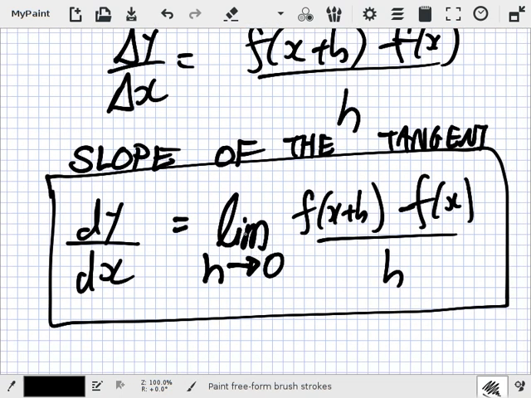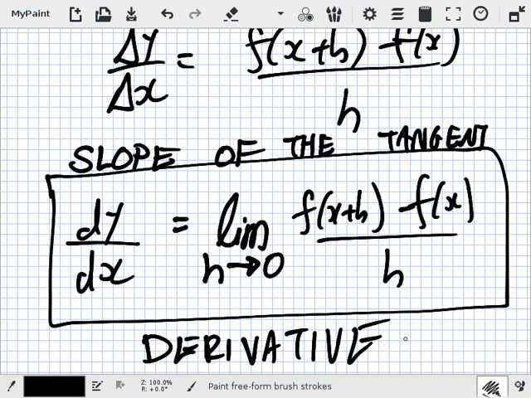And the slope of the tangent is important, so important it's given its own name. Isn't that derivative? Yep. The derivative of f is called the slope of the tangent. Why, what did you think it was? The derivative is the slope of the tangent. That is the definition.